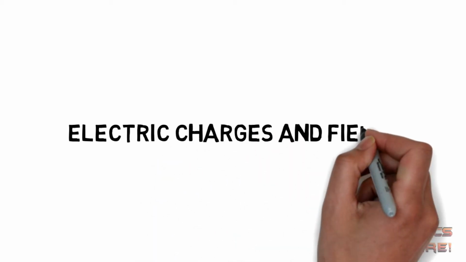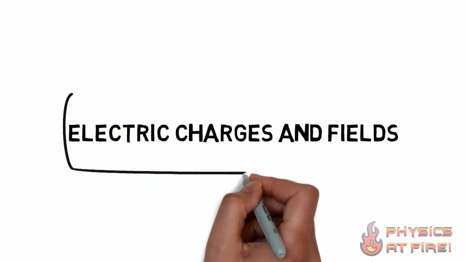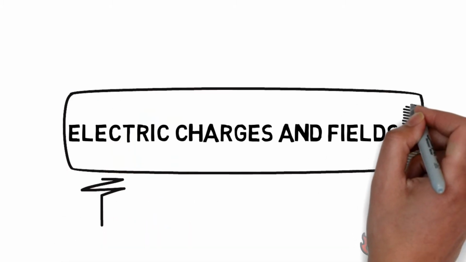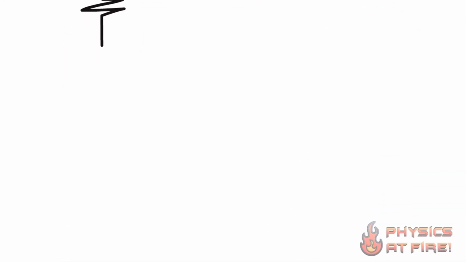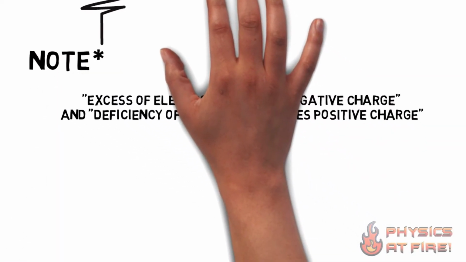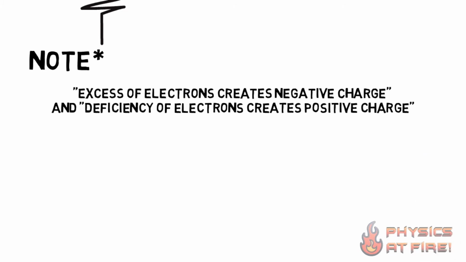Today we are going to discuss the methods of charging. Before starting that, let me tell you a point to remember. Excess of electrons creates negative charge, and deficiency of electrons creates positive charge.